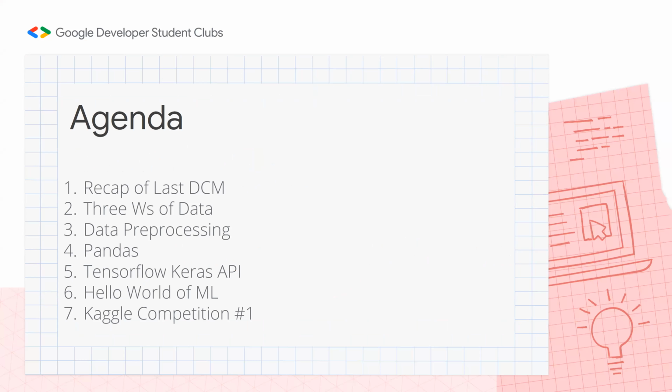All right, everyone. So the agenda for this meeting is, of course, a recap of the last developer community meeting and what we've covered. Then the three W's of data: when is data, what is data, why is data, data pre-processing, standardization, the 80-20 rule, pandas, which is the main library that we use for processing data, and TensorFlow, Keras, scikit-learn, which is what we use to actually build our models and the functions that go into that. Then the Hello World of ML is going to be a live demo that we're going to show you guys. And then a Kaggle competition announcement. So that's the agenda for today.